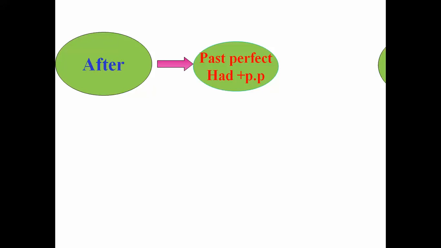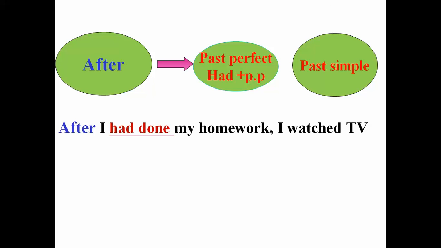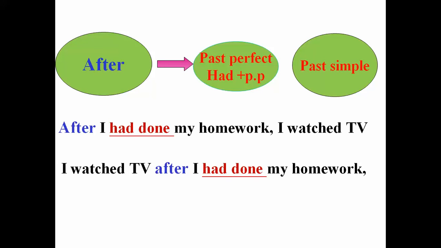Let's start with after. After followed by past perfect. The second sentence must be in past simple. For example, after I had done my homework, I watched TV. We can use after in the middle of the two sentences. For example, I watched TV after I had done my homework.